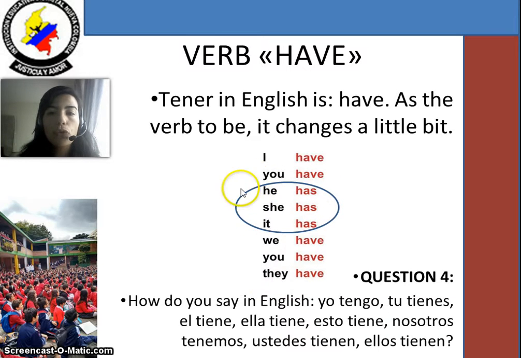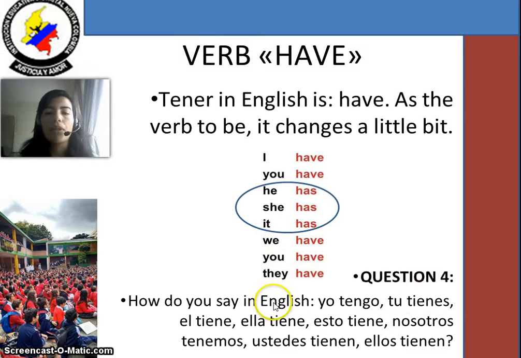I wanted that you focus in this circle because those are the changes of the verb have for the third person. Yes? So we have, but with them we have has. Quiero que pongan atención en este circulito porque aquí es donde tenemos el cambio del verbo have. Si ve que con las otras personas el verbo se escribe tal cual, have. Pero con él, ella y esto o esta tenemos has. Y significa también tener, pero entonces cambia con estas tres personas, ¿ok?